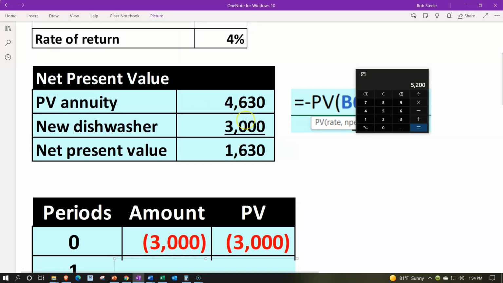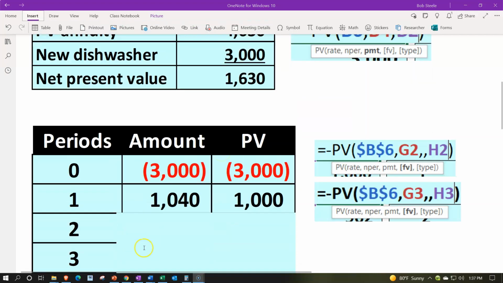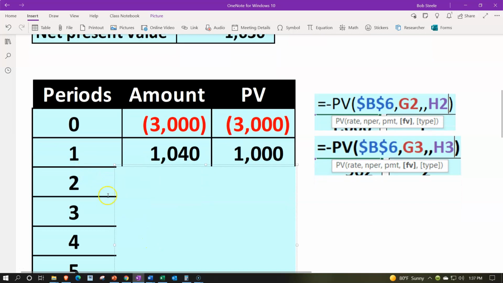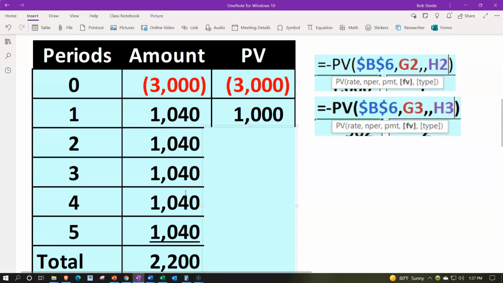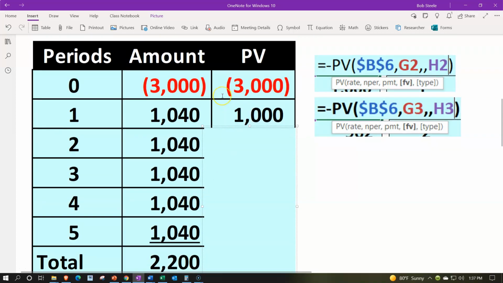And then we're going to say the amount on the outflows. The outflows I'm going to set up as negative, so that would be this $3,000 that we're going to pay up front. And then the next things we'll have are the inflows that are going to happen at the 1,040 for the next 5 years. That's the benefits that we think we're going to be getting. Then we can do our present value calculations.